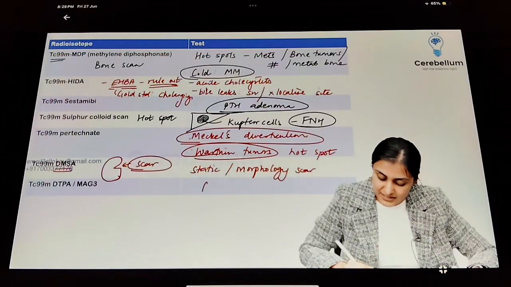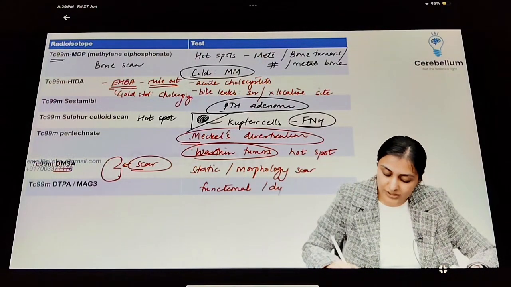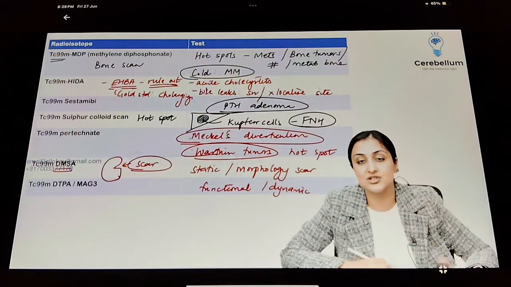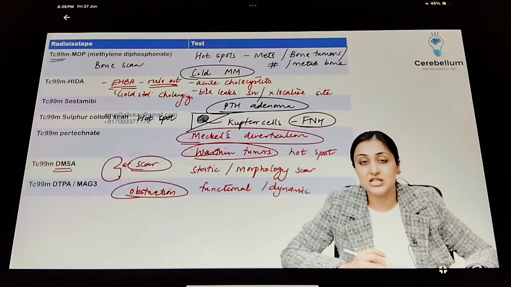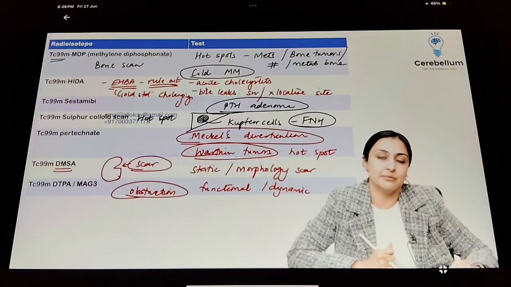DTPA and MAG3 tell us about the function. So these are functional scans or dynamic scans, which tell us about the functional excretion and whether or not there is any obstruction happening in the kidney. So they are the investigation of choice for functional or dynamic ability of the kidney.